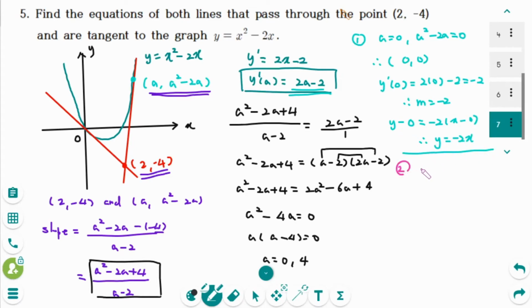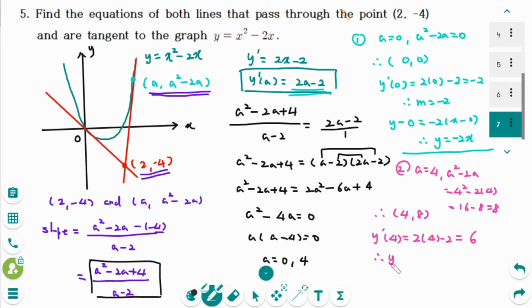Or second, a equals 4, then a squared minus 2a equals 4 squared minus 2 times 4, 16 minus 8, which is 8. So the point is (4, 8). Then the slope is y prime at 4 equals 2 times 4 minus 2, 8 minus 2, which is 6. So y minus y1, 8, equals 6 times x minus x1, which is 4. So y equals 6x minus 24 plus 8, which is minus 16. This is the second graph.